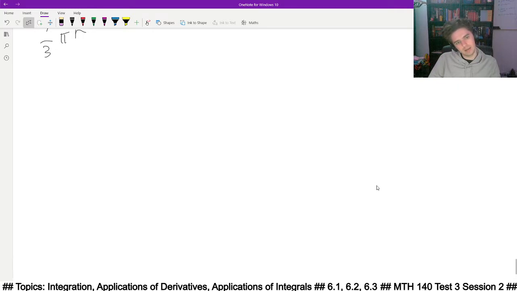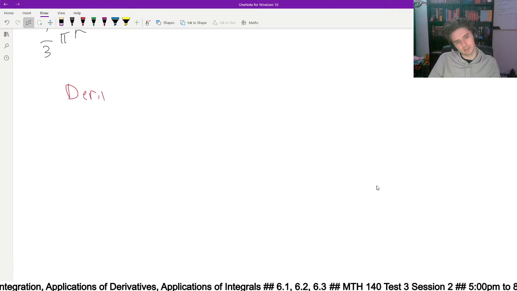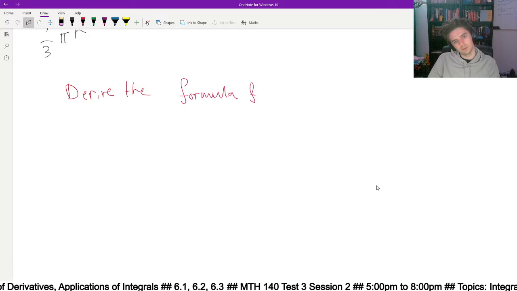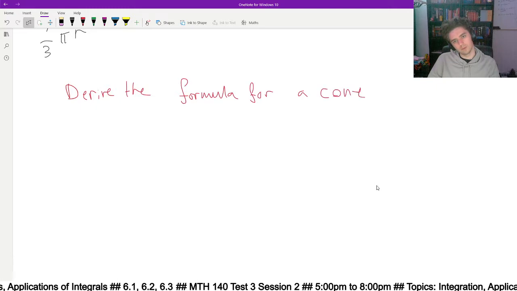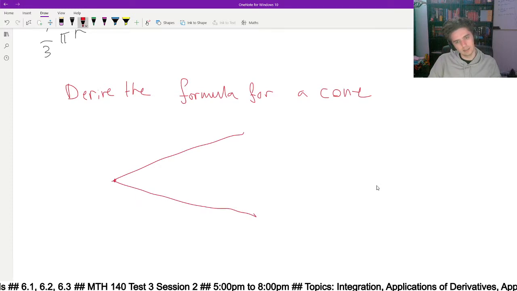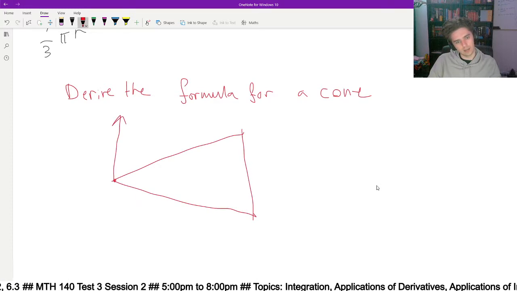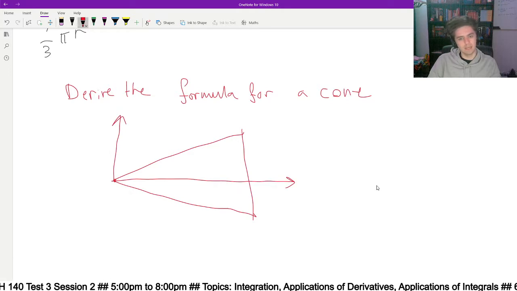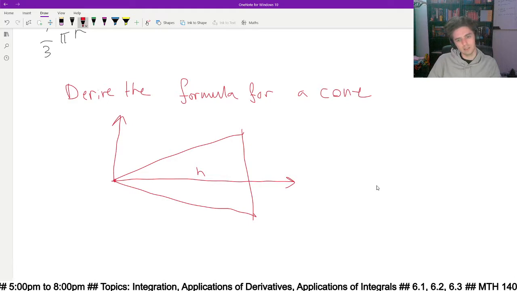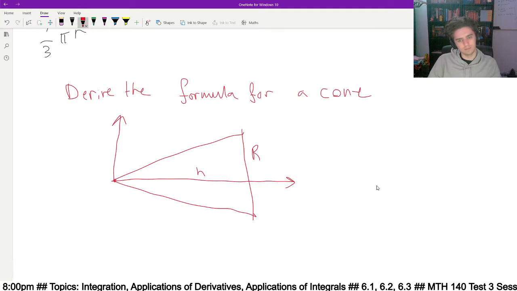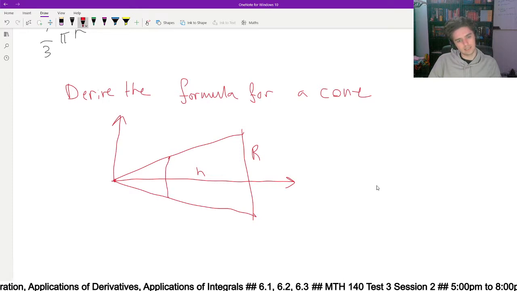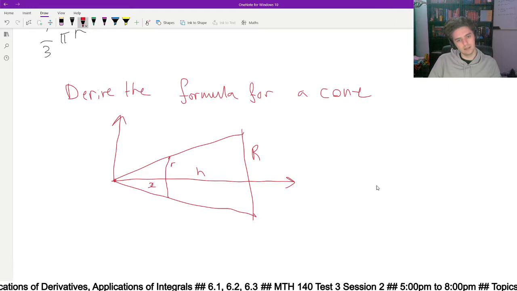So let's see how well this goes, but derive the formula for a cone. Let's set up our cone like this. It's on the x-axis. It looks like that, and so that's our y-axis. That's our x-axis. It has an entire height of h, and has a radius of big R. And I'm taking a cross section like that. The cross section has a depth of x, right, and a radius of little r.